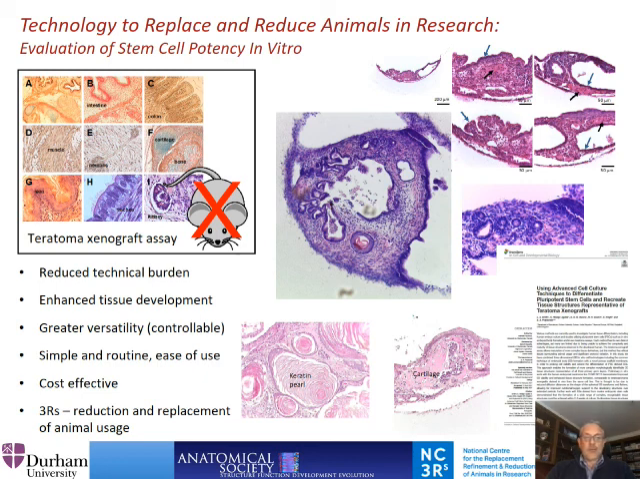And this can reduce technical burden. It provides greater versatility because it's controllable. You can add additional morphogens if you so wished and see differentiation in the tissue. It's a simple, much more routine technique and easier to use than the xenograft assay. It's more cost effective, and most importantly, it enables reduction and replacement of the use of animals.